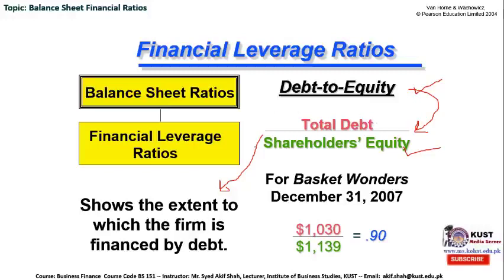So this is the formula to calculate the debt to equity portion in our company. Once again, we need to go to the balance sheet of Basket Wonder dated December 31st, 2007. From that balance sheet, we have picked up the total debt value, which is 1030, and the total shareholder equity, which is 1139. Let's counter check by going back, whether we have plugged in this data correctly or not.